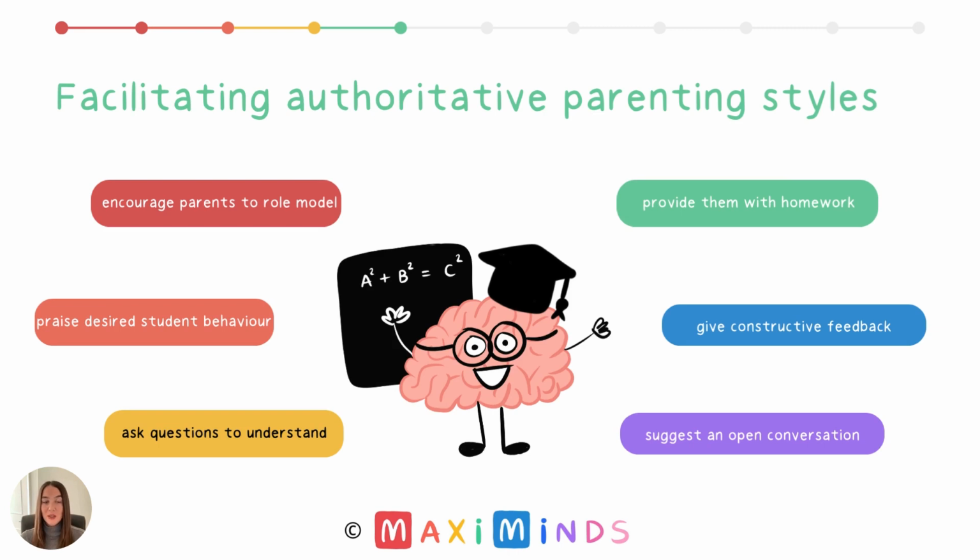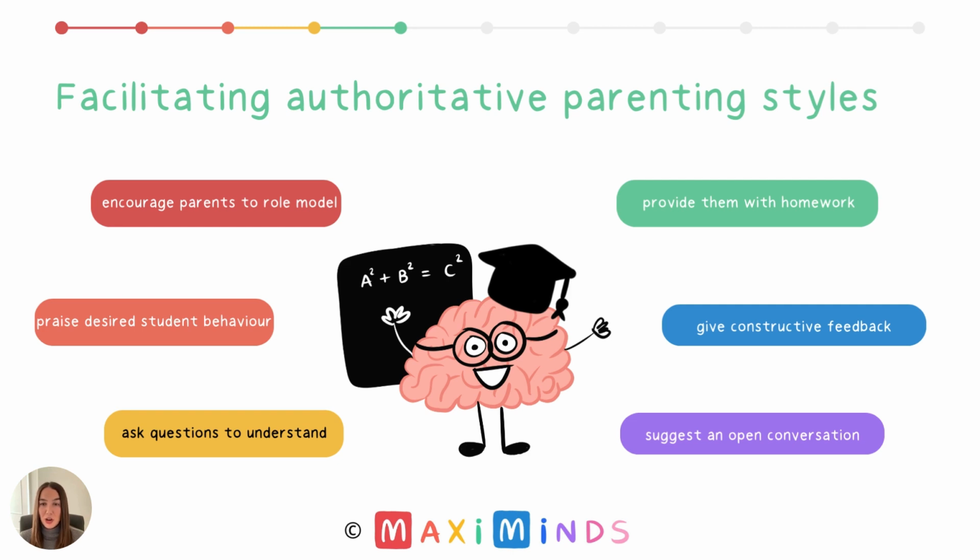So ultimately, after we've related to them and understood parents and how they are and what their natural nature is with their children, your role can be involved in facilitating that authoritative parenting style. So that would look like asking questions to really understand what they do at home and why. Praising desired student behaviour, so giving that positive reinforcement, which we know is the best predictor of changing behaviour.